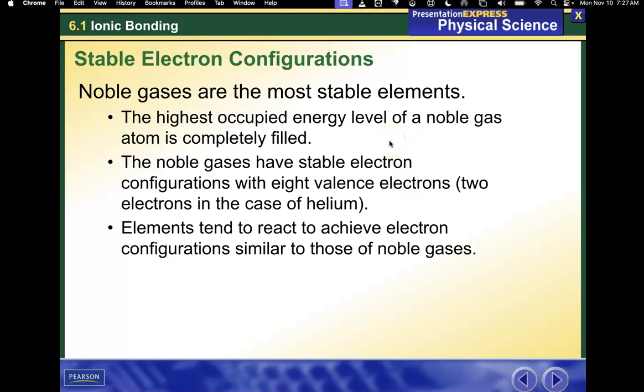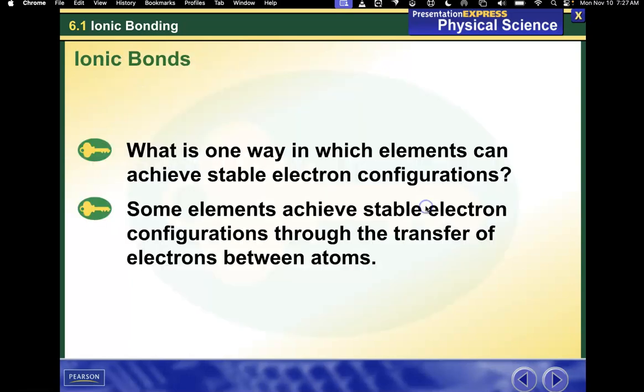Noble gases are the most stable elements. The highest occupied energy level of a noble gas atom is completely filled. The noble gases have stable electron configurations with 8 valence electrons, 2 in the case of helium. Elements tend to react to achieve electron configurations similar to those of noble gases. So elements want to react to have full outer levels.